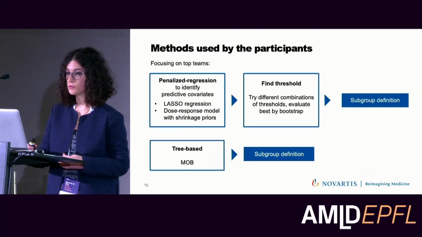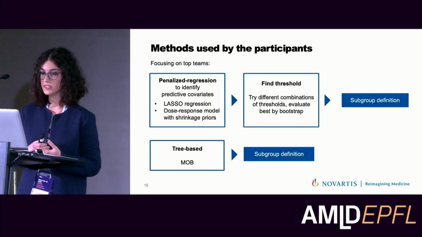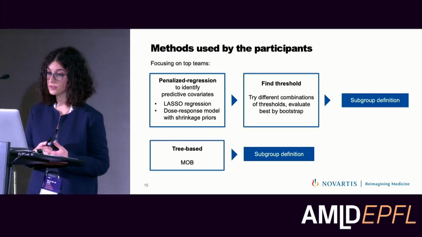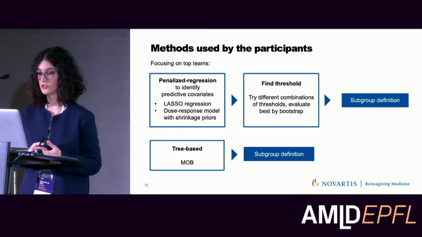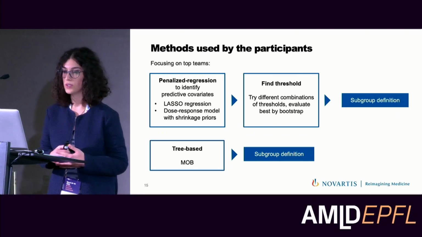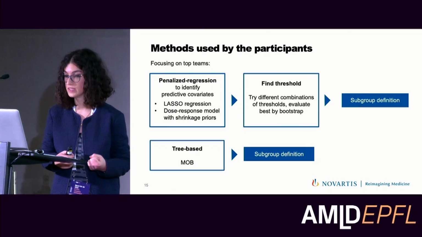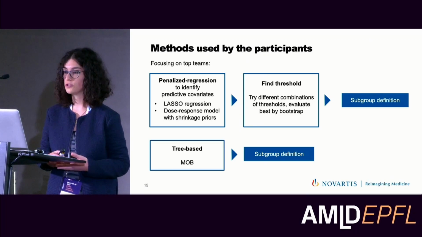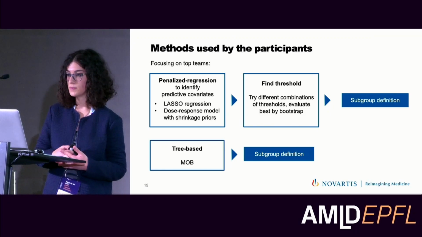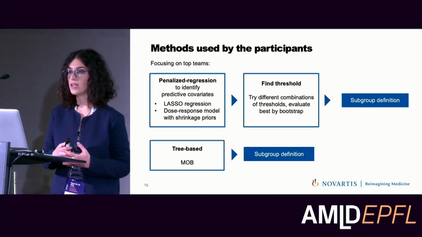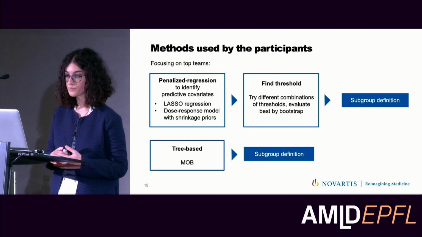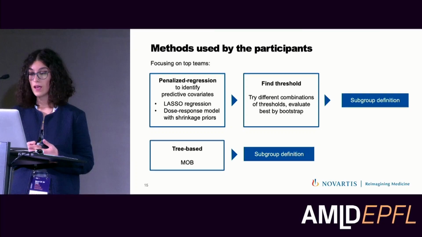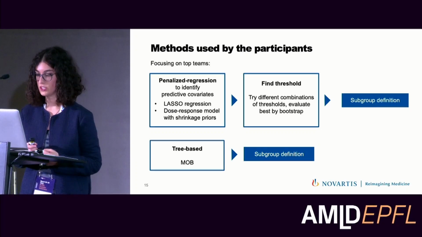In terms of methods that were used by the participants, if we focus on the top teams, two of them used the penalized regression methods. In one case, a lasso regression, and in another case, a dose-response model with shrinkage prior. This method allowed them to identify which of the covariates are predictive of the outcome. But then to arrive to a subgroup definition, they still had to find thresholds for those predictive covariates. And they did that by trying different combinations of the thresholds and evaluating which one worked best by bootstrap. Another team instead used a tree-based model called MOB, and this allowed them to directly arrive to the subgroup definition.